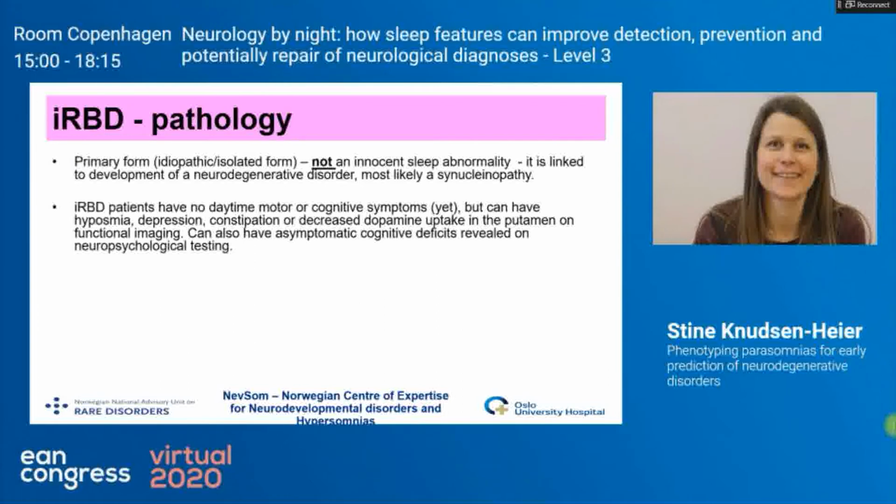So isolated RBD, or the primary form of RBD, is not an innocent sleep abnormality. It is a serious disorder that is linked to the development of a future neurodegenerative disorder and most likely a synucleinopathy. It's important to realize that the patient at this point does not have any motor daytime problems or cognitive symptoms, or at least they don't feel it themselves. They can, if you test them, have some deficits, for example, hyposmia, depression, constipation, or decreased dopamine uptake on imaging, as we just saw. And if you test them cognitively, they can also have deficits.